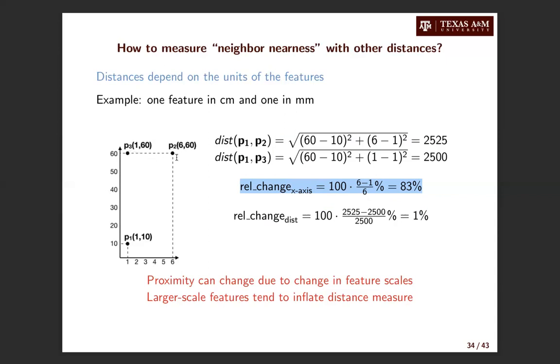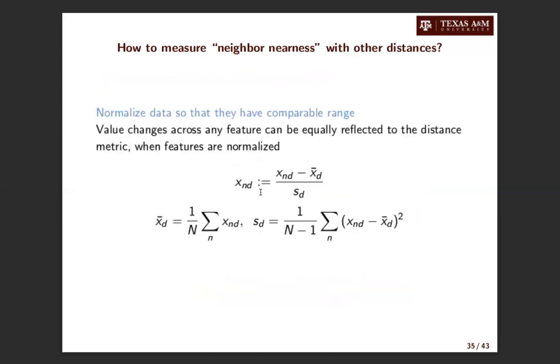in practice, the relative shift between P2 and P3 with respect to the x-axis is much, much larger. It's actually 83%. So this high relative change with respect to the x-axis is not actually being reflected in the change with respect to the Euclidean distance. So this demonstrates that proximity can change due to change in feature scales, and larger scale features, the features with larger range, tend to inflate the corresponding distance measures. So, of course, a way to address that would be to normalize data.